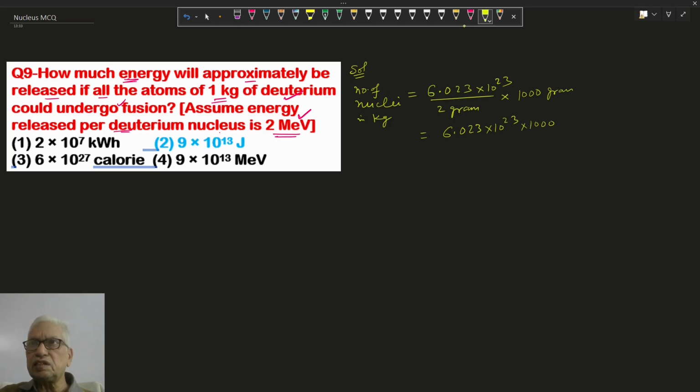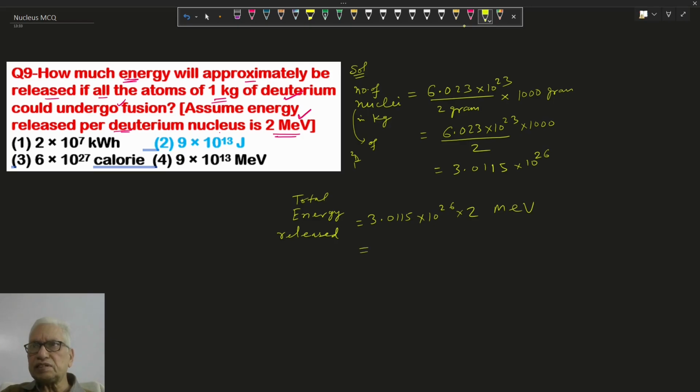So how many atoms are there, how many nuclei will be there? There are 2, so we have to divide it by 2. The number of nuclei of deuterium we are taking will be 3.0115 × 10^26. Now 1 deuterium is giving 2 million electron volts, so the total energy released here will be 3.0115 × 10^26 multiplied by 2 million electron volt.